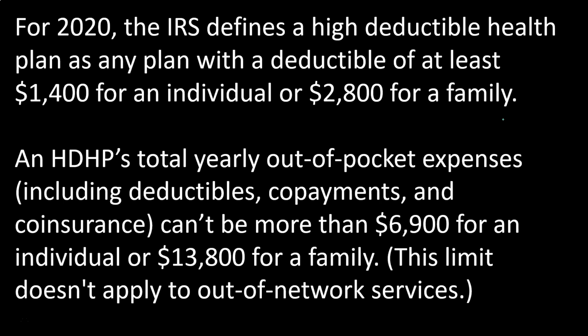An HDHP's total yearly out-of-pocket expenses, including deductibles, co-payments, and co-insurance, can't be more than $6,900 for an individual or $13,800 for a family. This limit doesn't apply to out-of-network services.